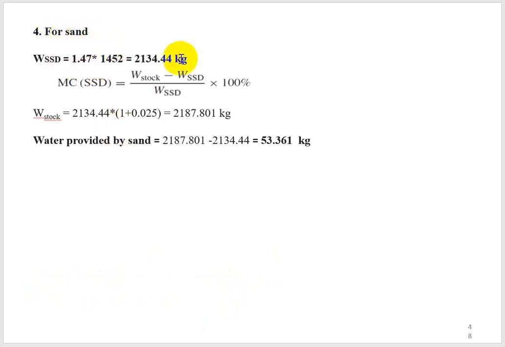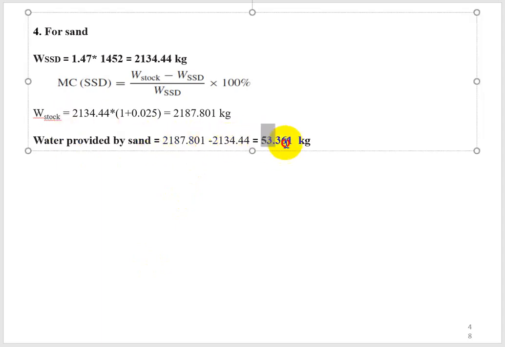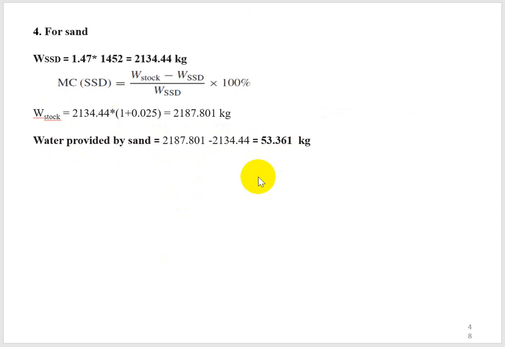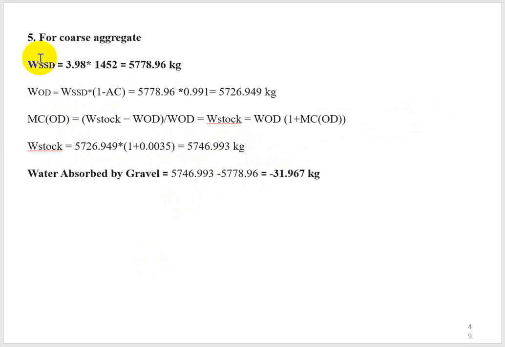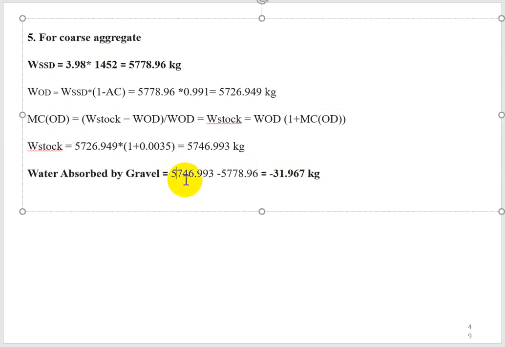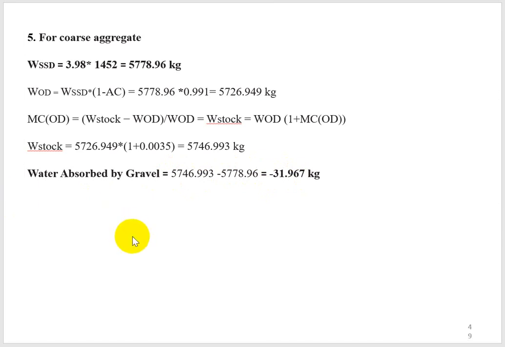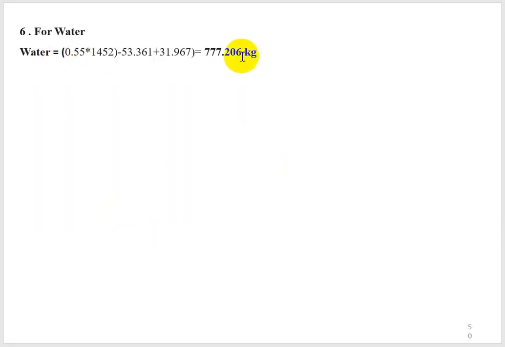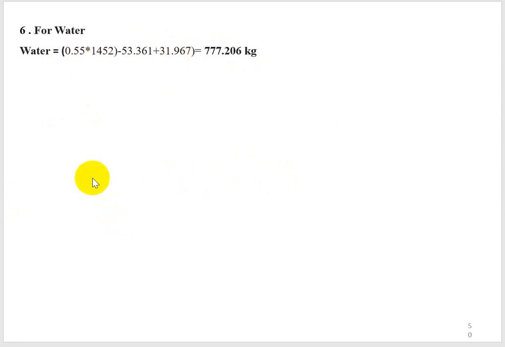We get the sand by doing all these steps we did before, and then subtracting the stock from the SSD. We get that amount of mortar that should be subtracted from the design mix water. Similarly, for the coarse aggregate, we follow the same calculations we learned in lecture number 2 and in the homework as well, subtracting the stock from the SSD, and we get minus 31. In that case, the gravel will absorb water, so we need to add this 31. So we do all these calculations concerning the water, and that's it.